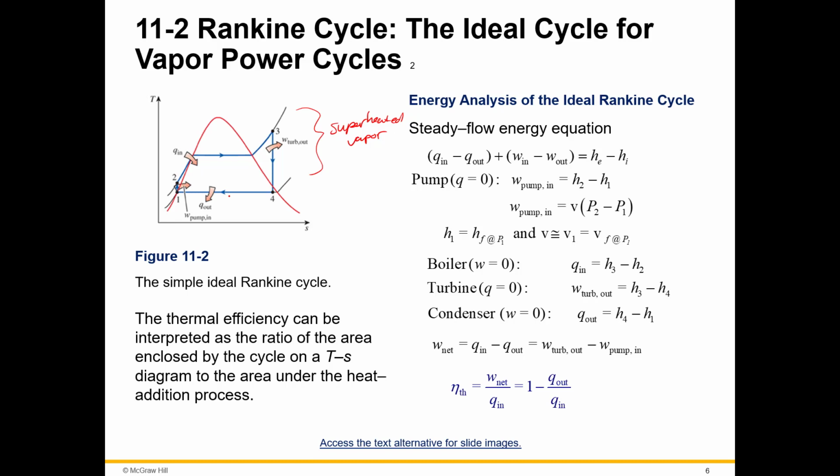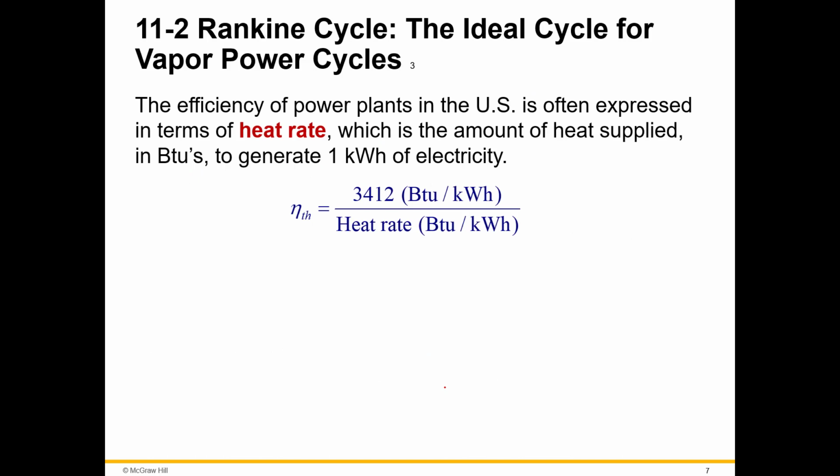This is used when you are doing an energy analysis of the ideal Rankine cycle. And you do have individual equations, of course, for each device. So you have the pump, the boiler, the turbine, and the condenser. And then you have the net work and the efficiency as well. The efficiency of power plants in the U.S. is often expressed in terms of heat rate, which is the amount of heat supplied in BTUs to generate 1 kilowatt-hour of electricity. And here is that efficiency rating as well.